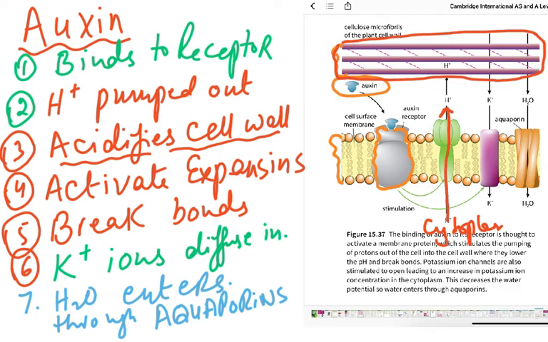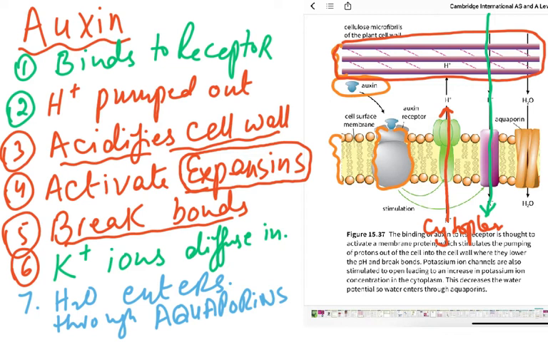And this results in activating some proteins which are called expansins. These expansins cause bonds to break. So the cell wall is not that rigid anymore. It becomes less rigid. But it is facilitated further by potassium ions diffusing in. Now you can see potassium ions are diffusing into the cell.